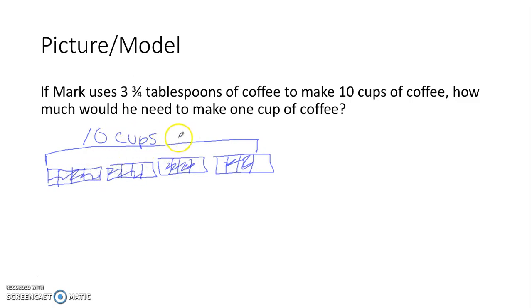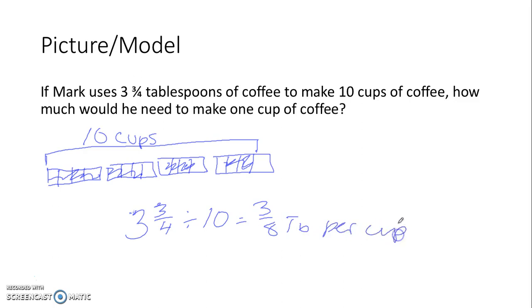Okay, we're asking ourselves, if we want to know how much just 1 cup of coffee is, what do we need to do? Well, we need to divide this 10 times. So 3 3/4 divided by 10. That's what we just did. It's the same math. So that equals 3/8. So we know that there's 3/8 tablespoon per cup. Sometimes drawing the picture just makes it easier to visualize.